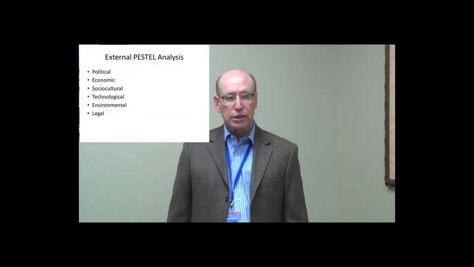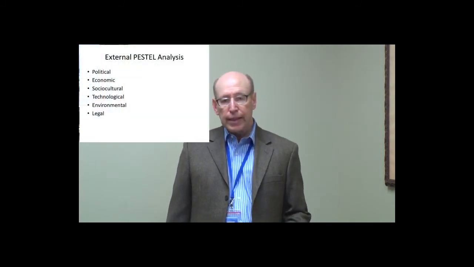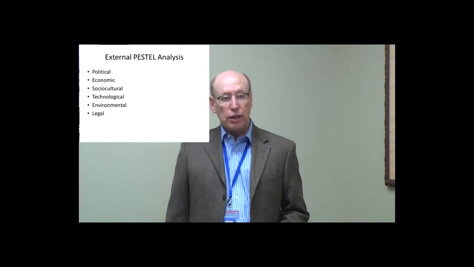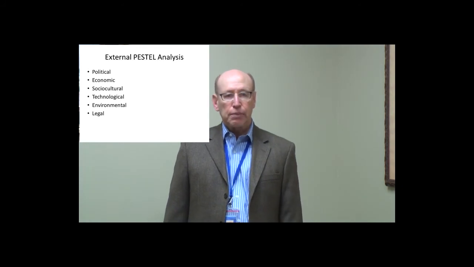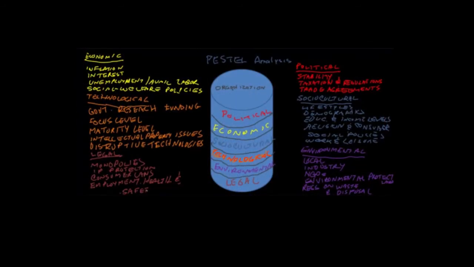Then we're going to talk about an external analysis, or what's sometimes known as a PESTEL analysis, which includes political, economic, socio-cultural, technological, environmental, and legal issues. For example, we have this cone, and in the cone is our organization. And then we have the 6 rungs outside the cone. There's the political issues, which includes things like political stability, taxation and regulations, taxes, and trade agreements.